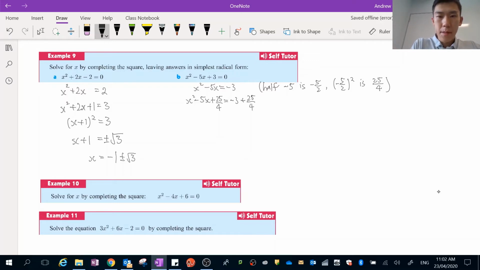Right, so even though it's a fraction, my left-hand side is actually a perfect square now. So it's x minus 5 on 2 squared equals, now negative 3 is the same as negative 12 on 4, so negative 12 plus 25 is 13 on 4. Okay, then we solve.